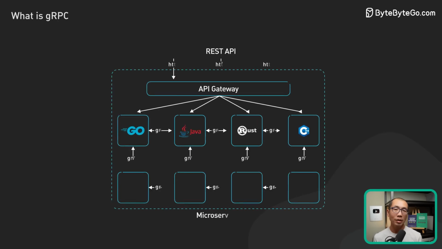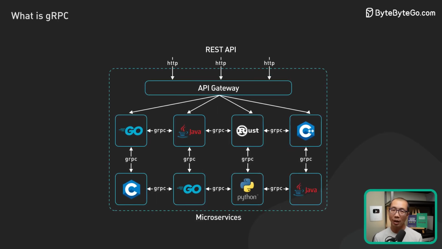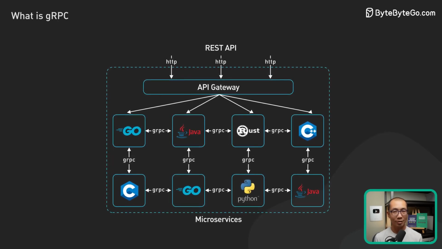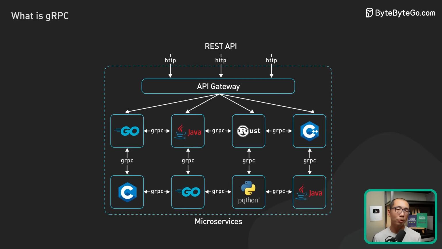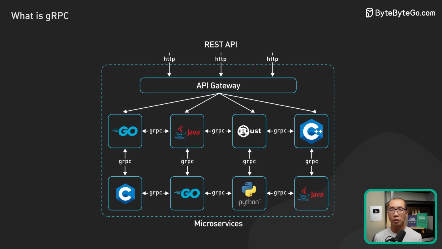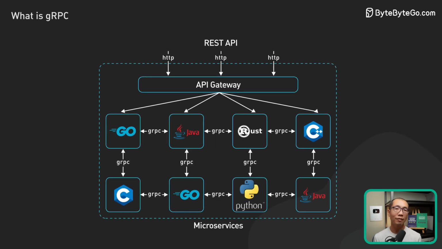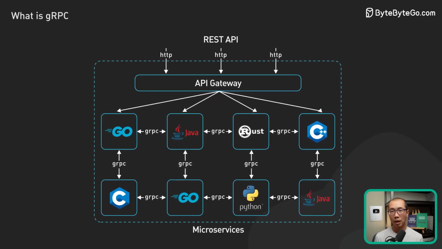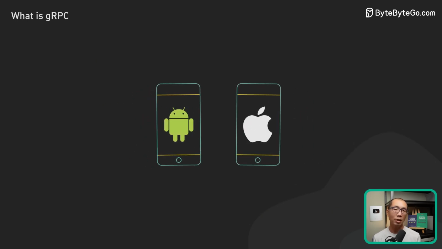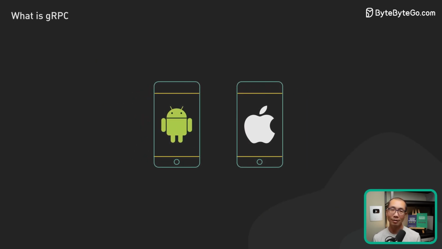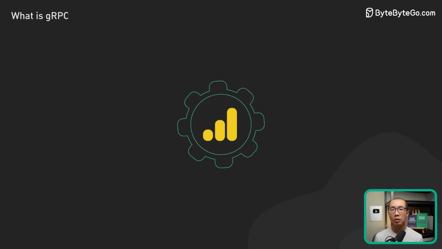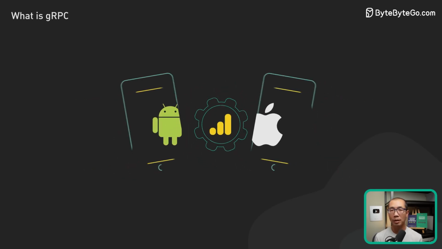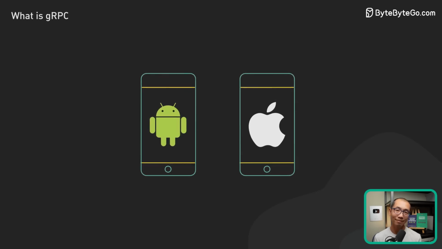gRPC is the inter-service communication mechanism of choice between microservices in the data centers. Its broad support for many programming languages allows services to choose their own languages and developer ecosystems best suited for their own use cases. We also see increasing use of gRPC in the native mobile clients. Its efficiency and performance make a lot of sense in the energy and bandwidth-constrained environments that are mobile devices.